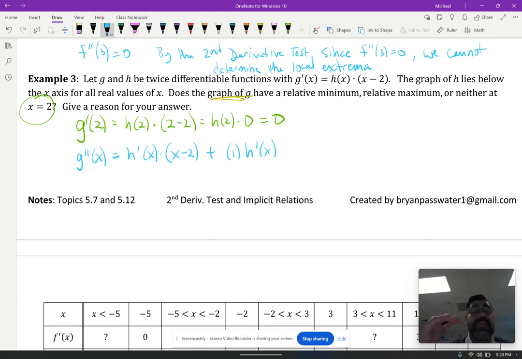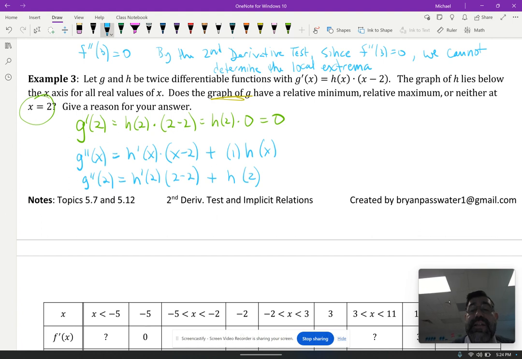Take the derivative of the first times the second, plus take the derivative of the second times the first. And now we're going to substitute 2 into the second derivative. So that would be h prime of 2 times 2 minus 2. Oh, that's going to be 0, and that's going to cancel that out. Plus 1 times h, which is just h of 2. Wait, I think I put an extra prime here. I sure did. I don't need this prime.